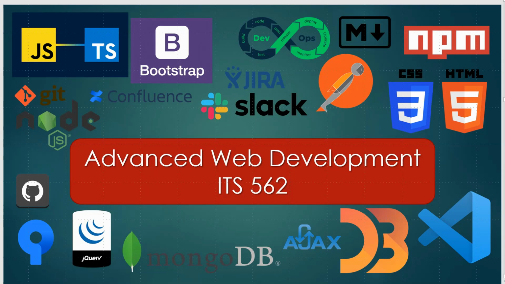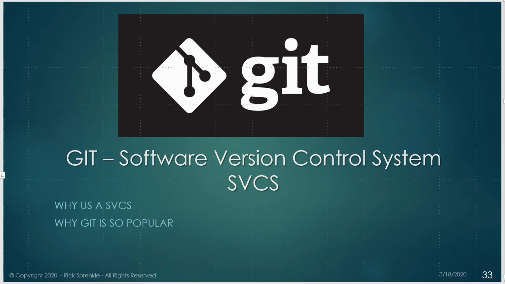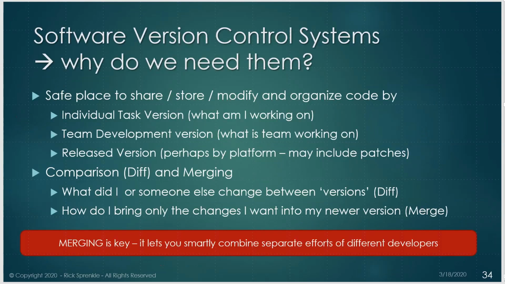All right. I'm sure a lot of you have heard of Git. So why use a software version control system and why is Git so popular? First, we need a safe place for a team to work on their product, right? Where are we going to store our files, our code?